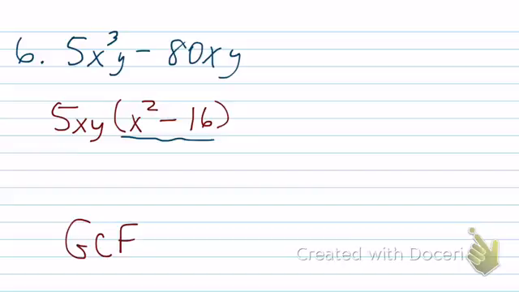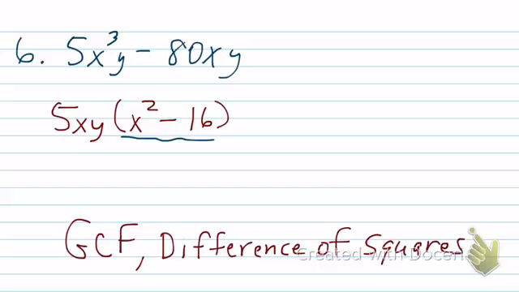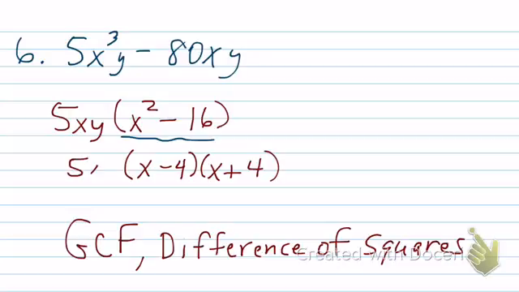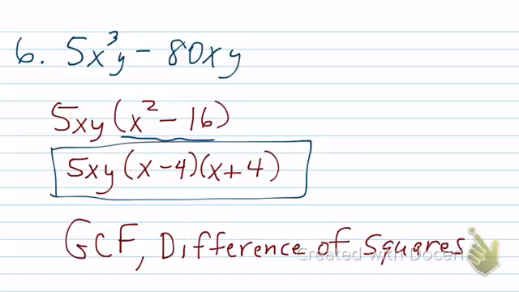So here we do have a difference of squares inside. So we can factor that as x minus 4 times x plus 4. And then don't forget to write your 5xy factor. And so that's our final answer there. We have 3 factors that multiply to give us what we started with.